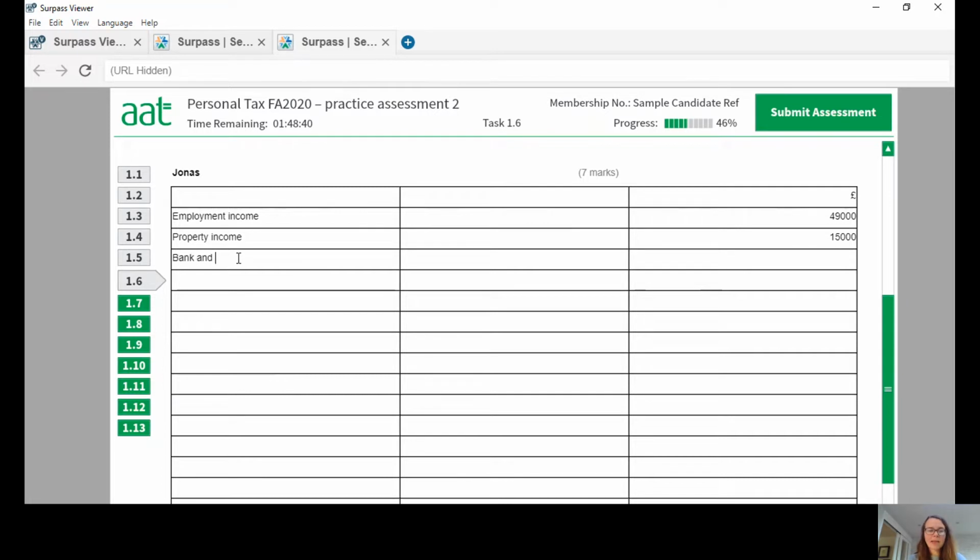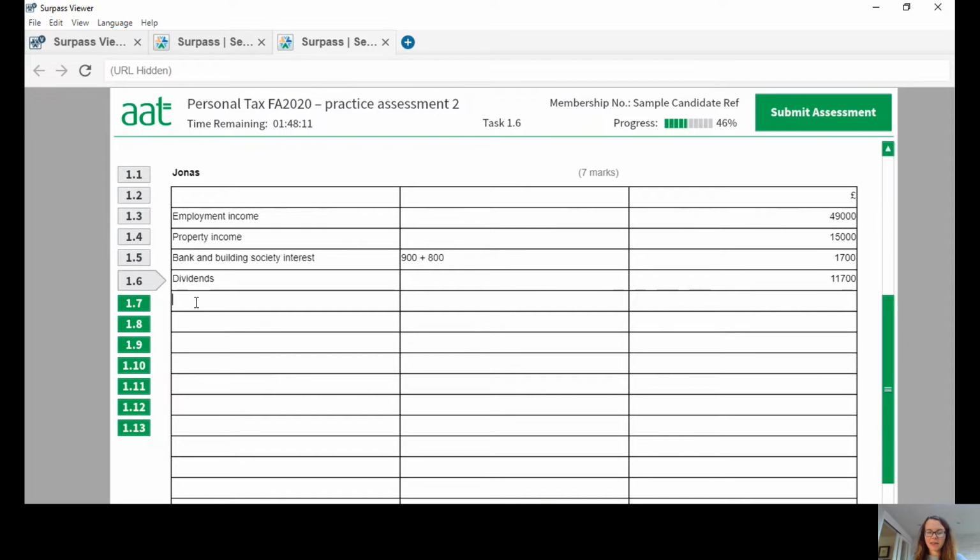We've then got our bank and building society interest, so we could put them on the same line, I guess. 900 plus 800. We've got our dividend income, which is 11,700.